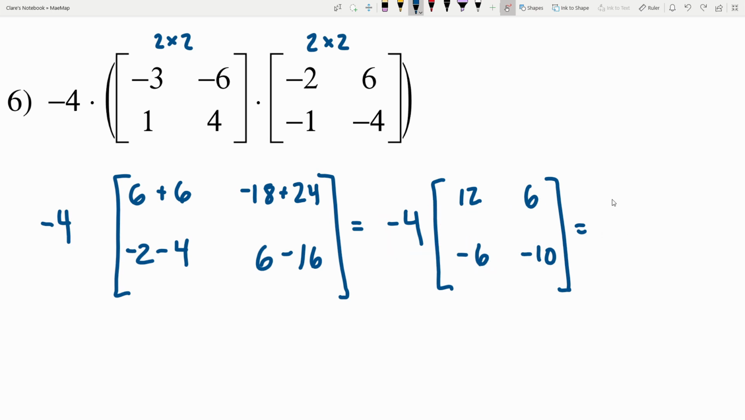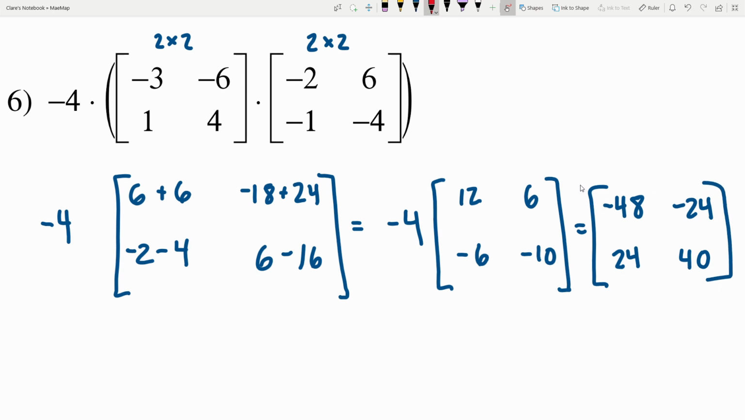So I'm going to have -4 times 12, which is a -48. And then -4 times 6 is going to be -24. Then -4 times -6 is a positive 24. And -4 times -10 is a positive 40. And that's my solution in number 6. -48, -24, 24, 40. Let's move on to number 7.